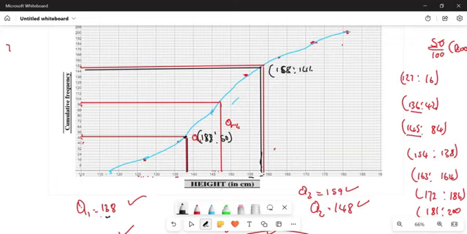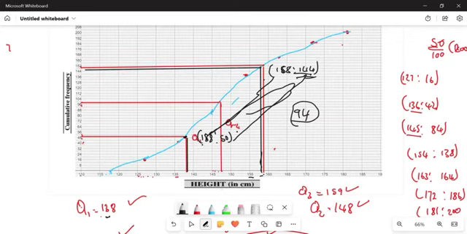It's 144. Now, if you want the number of learners, it is the y value, not the x. X is the height. If you want the number of learners, you look at y. So how are you going to get your y value? You are going to say 144 minus 50. This gives us the number of learners that have a height between this one and this one. It's going to give us 94. So there are 94 learners who have a height between 138 and 158.